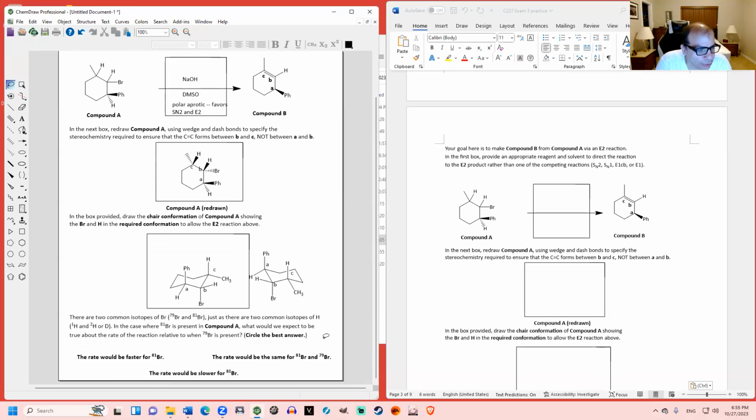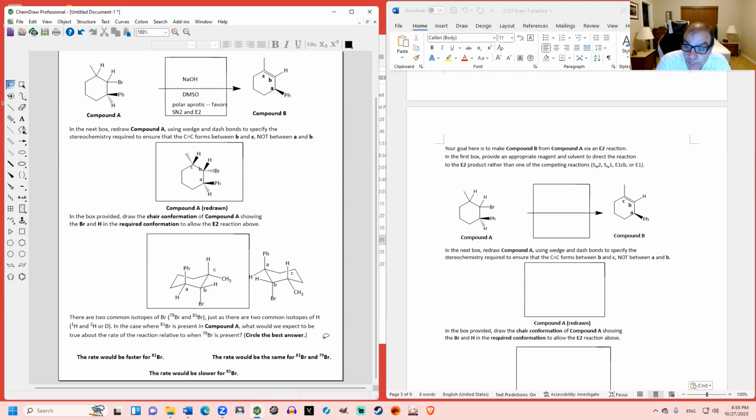Next, there are two common isotopes of bromine, 79 and 81, just as there are two common isotopes of hydrogen, hydrogen 1 and deuterium. In the case where bromine 81 is present in compound A, what would we expect to be true about the rate of the reaction relative to when bromine 79 is present? Well, in class, we said that carbon-deuterium bonds are slightly stronger than carbon-hydrogen bonds. And so reactions that involve breaking a carbon-hydrogen bond would be slightly faster than the reaction breaking a carbon-deuterium bond. We would expect the same pattern to apply here.